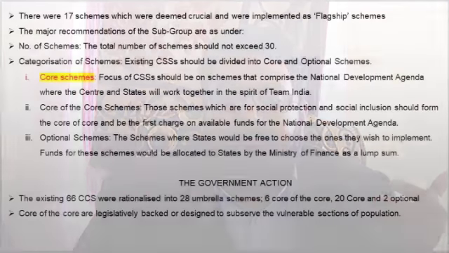Then another question was the multiple number of centrally sponsored schemes. At one point, friends, you will be surprised, there were almost 240 centrally sponsored schemes, about which the Government of India did not know what was happening. Many were overlapping, so they thought it should be revamped. Now let us see what they have done.